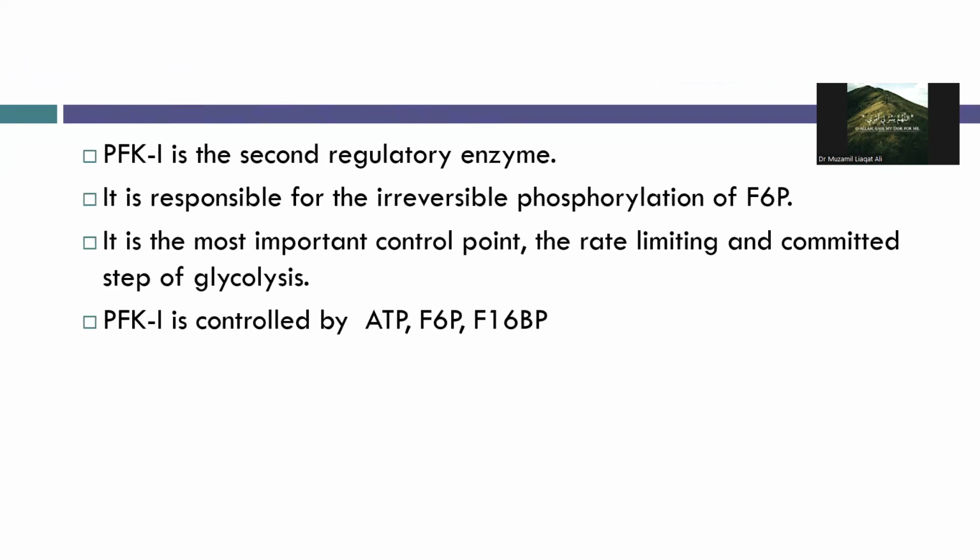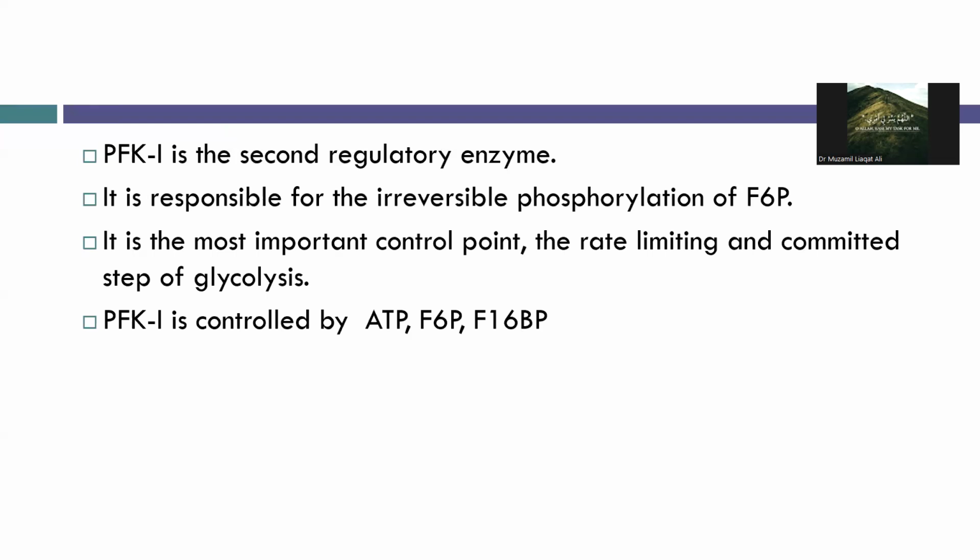Now, what about phosphofructokinase 1, the committed step of glycolysis? Phosphofructokinase 1 catalyzes the irreversible phosphorylation of fructose 6-phosphate to fructose bisphosphate. It is the rate limiting and the most important control point of glycolysis. What about the allosteric regulation by energy status? It is done in 3 ways, right?